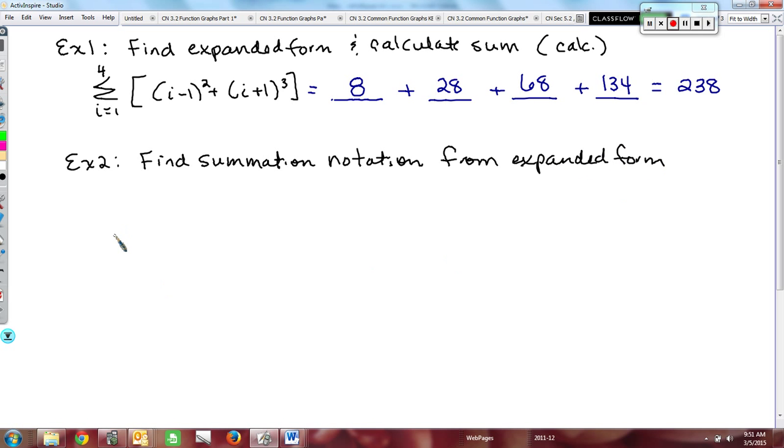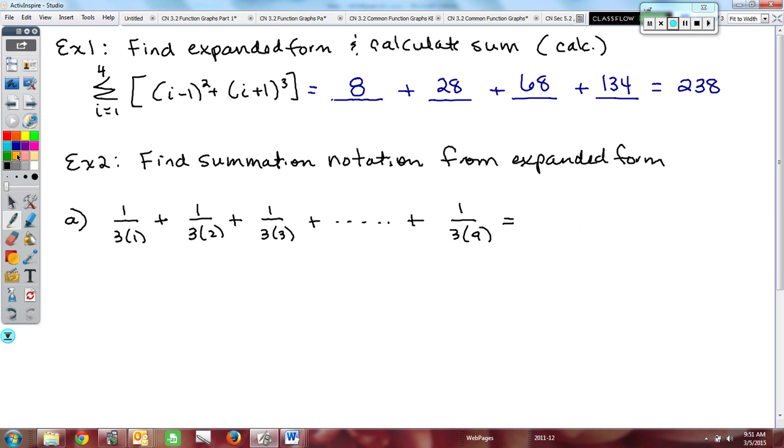So now typically in this case, I'll give you something. I'm going to do several of these because these warrant a little bit more practice. So if I were to give you 1/3 times 1 plus 1/3 times 2, we'll start with the easy one, 1/3 times 3 plus ... 1/3 times 9. And I want to rewrite this into this sigma form.